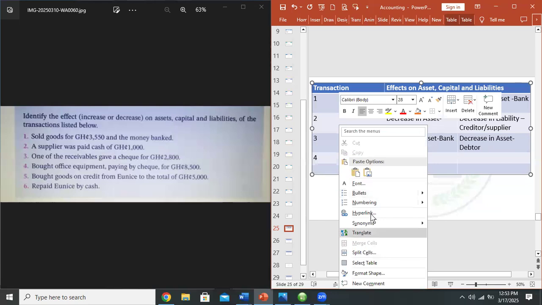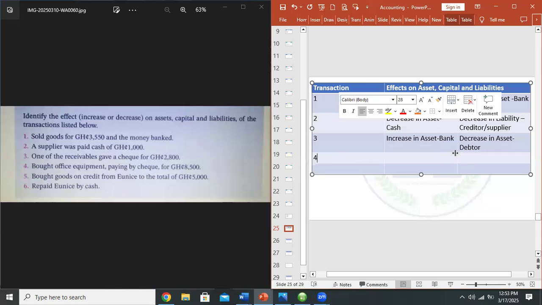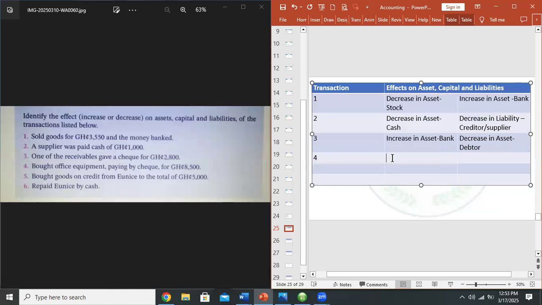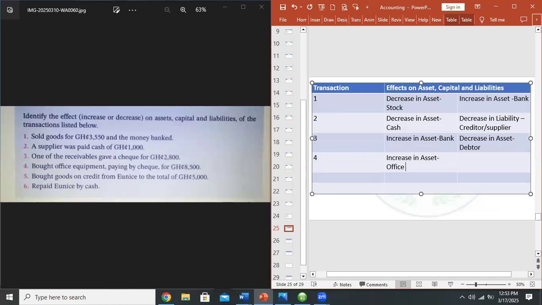Okay. The fourth one is bought office equipment paying by check. So the business is buying equipment, and we all know equipment to be an asset. If we are buying an asset, then our asset will increase, specifically office equipment. And because we used a check, another asset will decrease. So there will be a decrease in asset, which is bank.